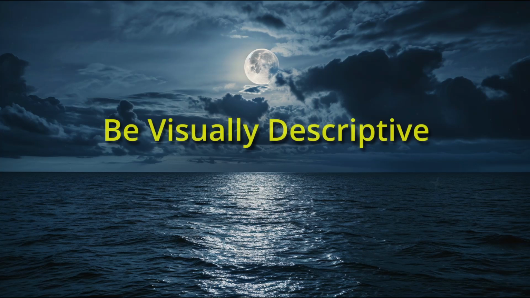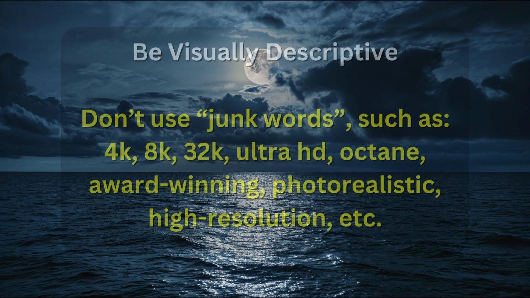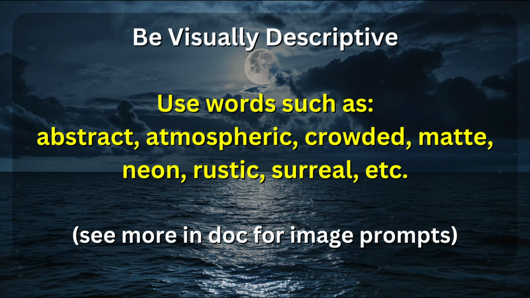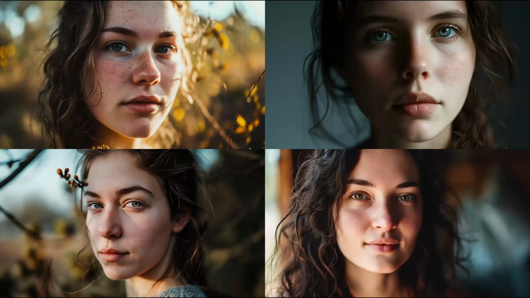Principle 1. Be visually descriptive. Get what you want in your image by using visually descriptive adjectives and adverbs for prompts in version 6, and therefore avoid junk tokens and words like the ones shown. Examples of visually descriptive words include abstract, atmospheric, crowded, matte, neon, rustic, and surreal. I'll have a list of many more visually descriptive words in the document I include for image prompts. If you want a photorealistic shot, instead of using 8K or other junk tokens, begin the prompt with a photo of, or a portrait of, like the prompt shown.